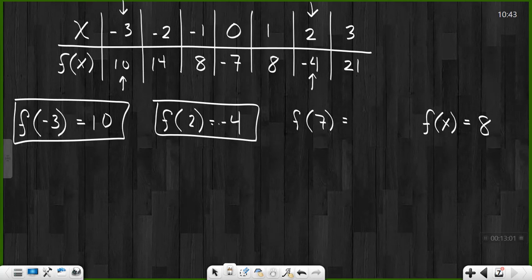All right? What about f of 7? Do you see f of 7 in this table? I don't see a 7 as an input, and therefore there is no output to go with it.